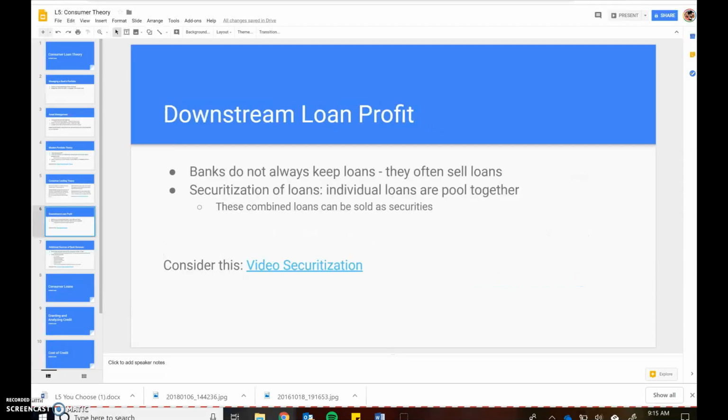Let's talk about downstream loan profit. Banks do not always keep loans. They often sell loans on a secondary market. Securitization of loans occurs when individual loans are pooled together. These combined loans can be sold as securities. The individual return rate and the individual risk rate associated with each loan are combined into a collective return rate and a collective risk rate for the pool of loans. Securitization can occur for any type of consumer loan, including vehicle loans, educational loans, and miscellaneous loans, but the one you probably think about the most, because it happened in 2008, is home equity loans. So please consider watching this video on securitization.